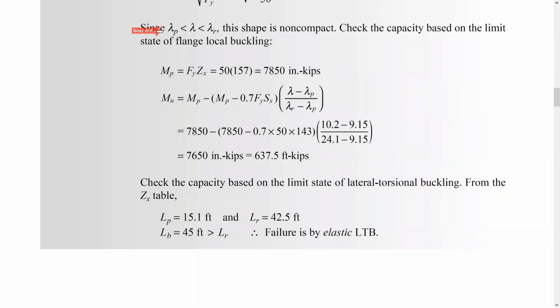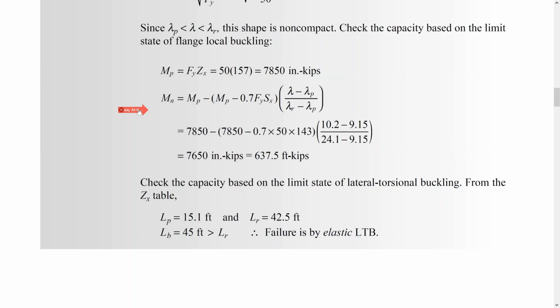Right now we need to check flange local buckling and lateral torsional buckling. After we do that, we need to pick the least value of these two limit states. So let's start with the flange local buckling. For the flange local buckling, we're going to use this equation because that's what we see in the procedure. In this equation, we first need to calculate the plastic moment, which is this value.